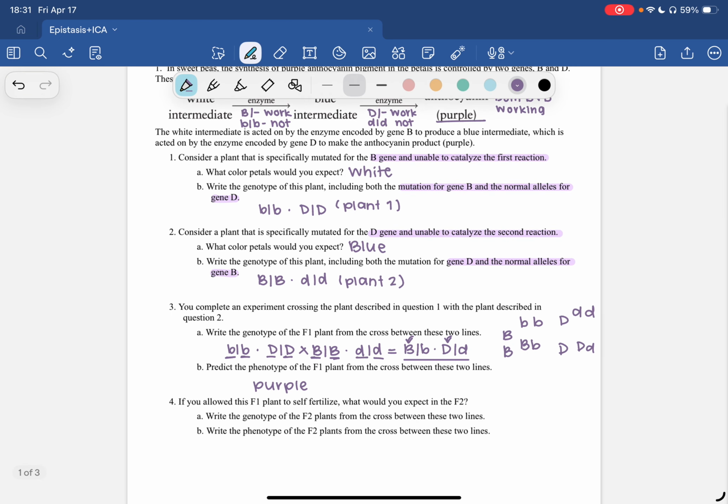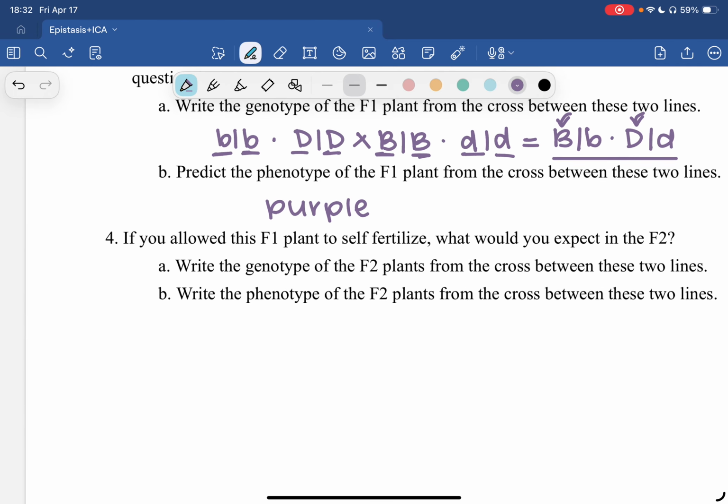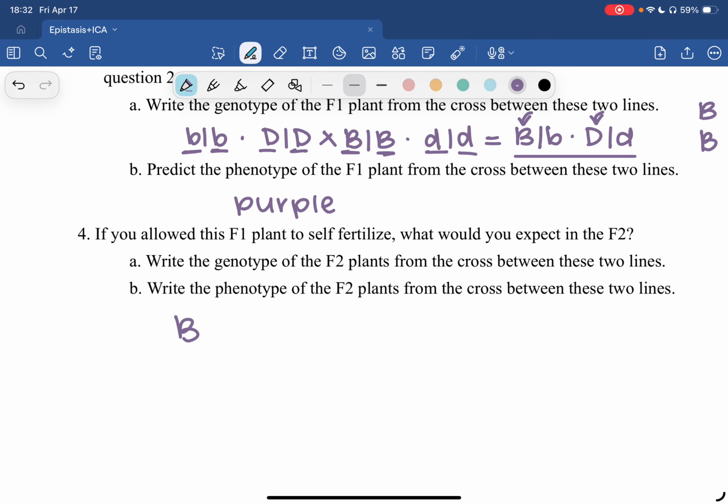Okay, and then the last question, if you allowed this F1 plant to self-fertilize, what would you expect to see? So when they're talking about this, you're looking at the heterozygous individual, so you'd essentially be doing big B, little b, times big B, little b, dot, big D. So again, selfing is just you're taking the same genotype you got and crossing it times itself, or the exact same genotype.